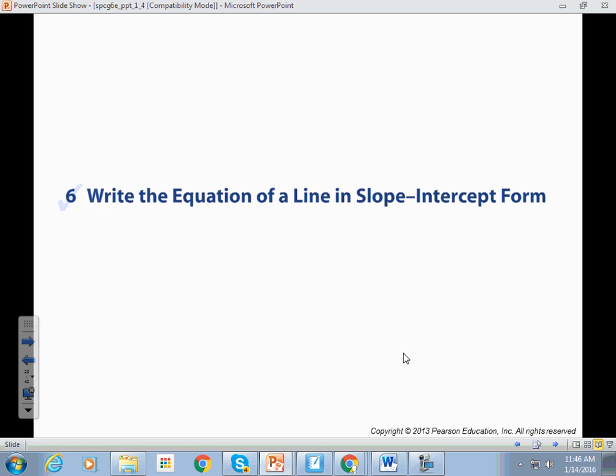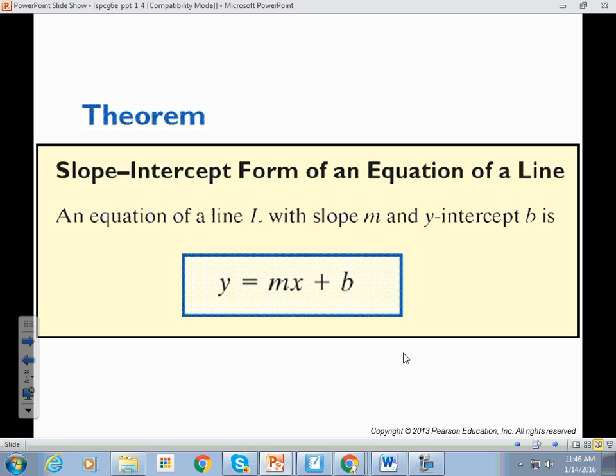Writing the equation of a line in slope-intercept form. This is slope-intercept form. Make sure you put this in your notes. y equals mx plus b, where m is the slope and b is the y-intercept.